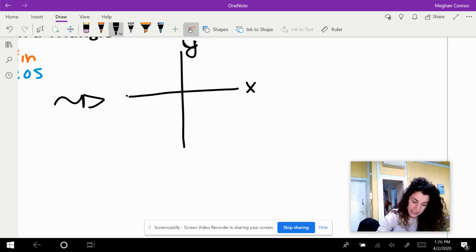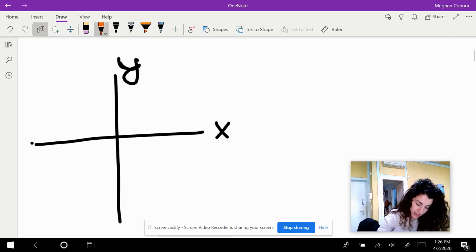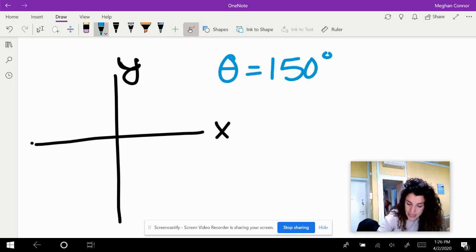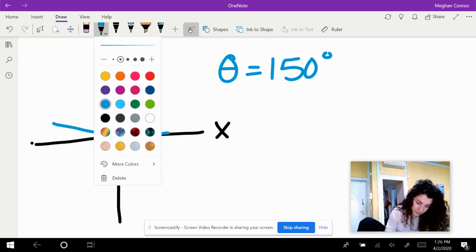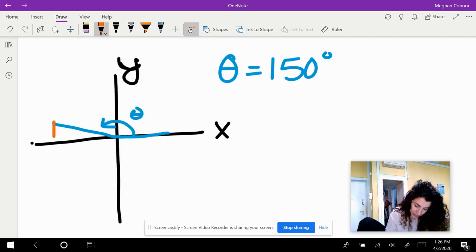So we have our coordinate plane, and let's have theta be equal to 150 degrees. And I want to build a right triangle that includes that 150 degree angle. And we think to ourselves, we can't have a right triangle that has 150 degrees, but we can build this angle that's being built off of the x value and then build the triangle. That's going to be our theta. And then build our right triangle that comes from it.